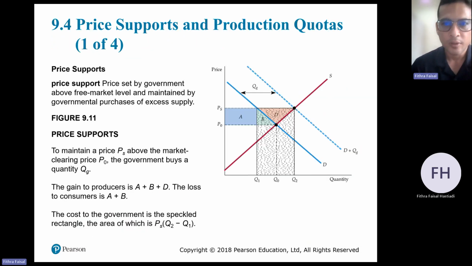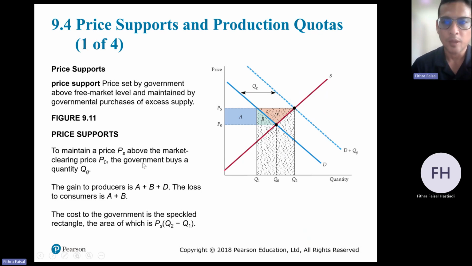Okay, what else? From the producer's perspective, if the government is trying to push the production, maybe they can also use this kind of policy, price supports, right? For example, here, to maintain a price above the market price. This is the typical incentive for the producers, right? So you're setting the price above the market price.